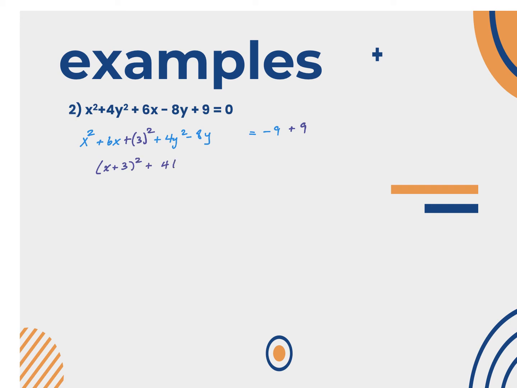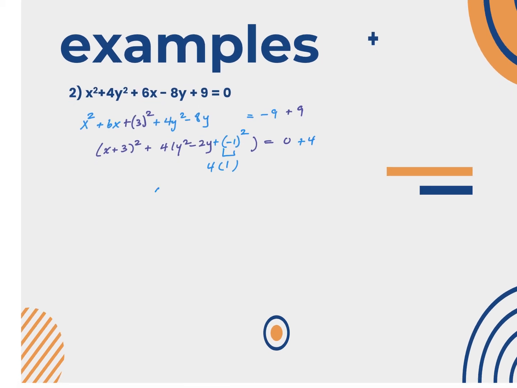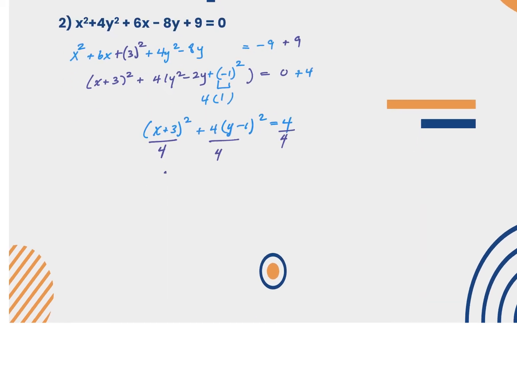I'm going to take out the 4, and then we're going to complete the square. I'm going to take half of negative 2, which is negative 1, squared. So I'm adding 1 times 4, I'm adding 4. So we're going to get x plus 3 squared plus 4 times y minus 1 squared equals 4. Divide over the 4, and we get x plus 3 squared over 4, and then y minus 1 squared over 1 equals 1.